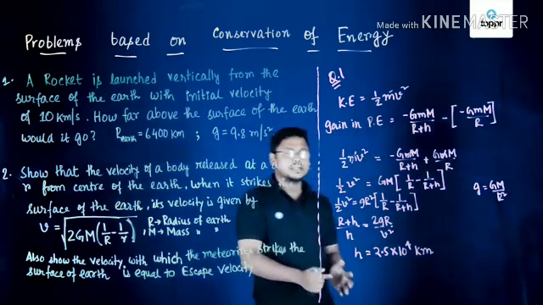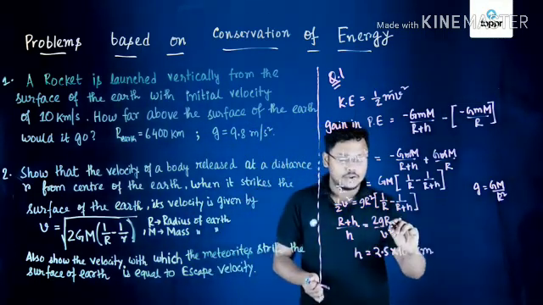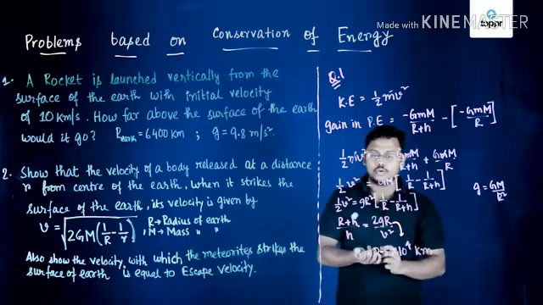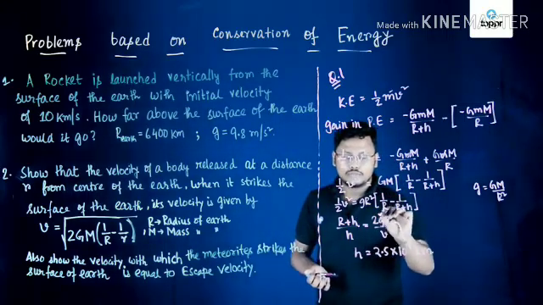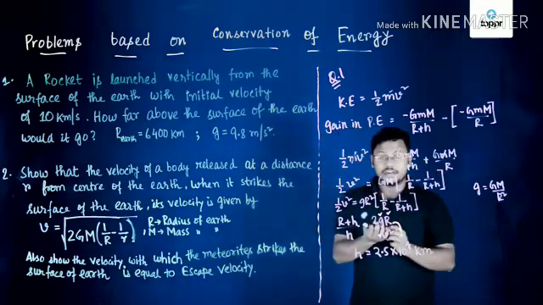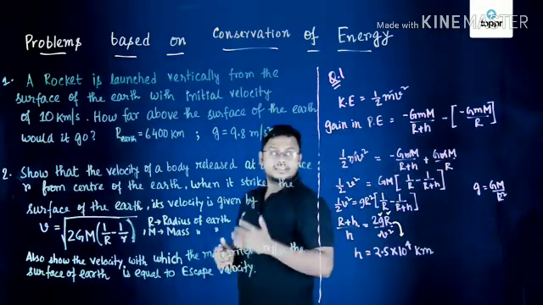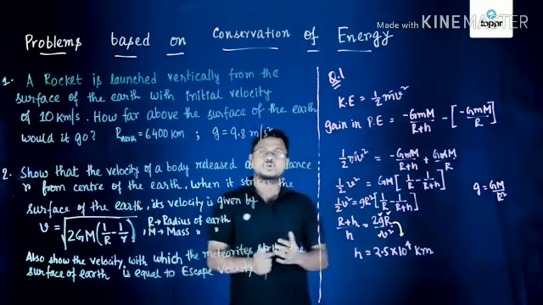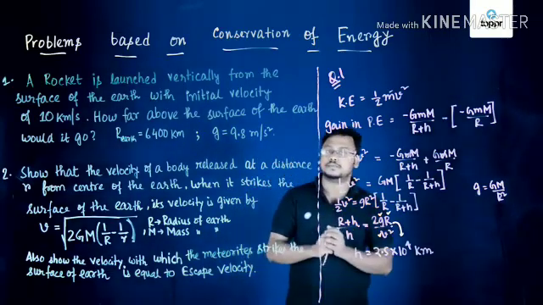So the value of h that will come out from this equation will be 2.5 into 10 to the power 4 kilometer, because we already know the value of g, the value of R as well as the value of v. The three variables we already know. So this is the way to solve the problem using the conservation of energy principle.